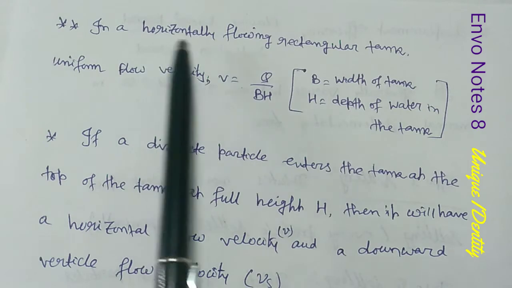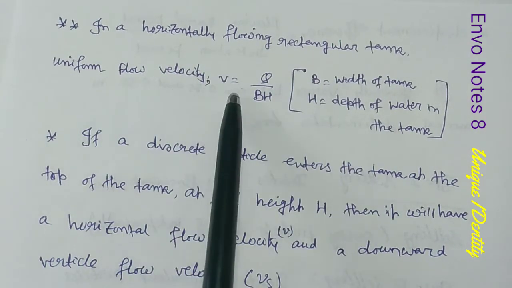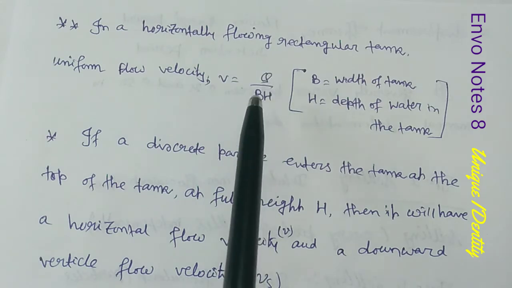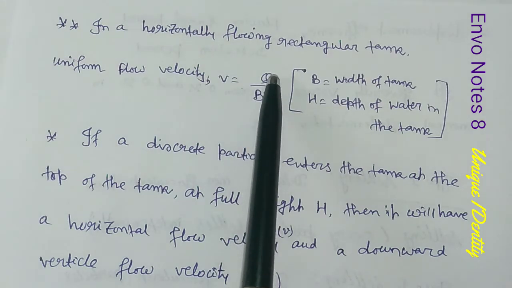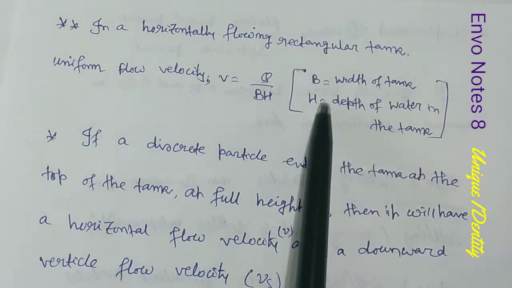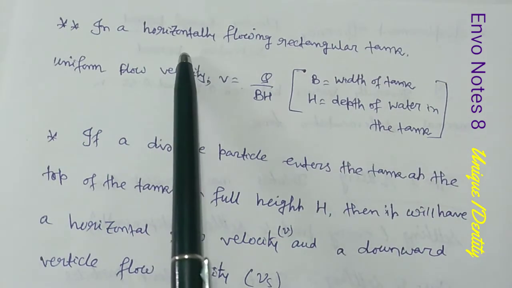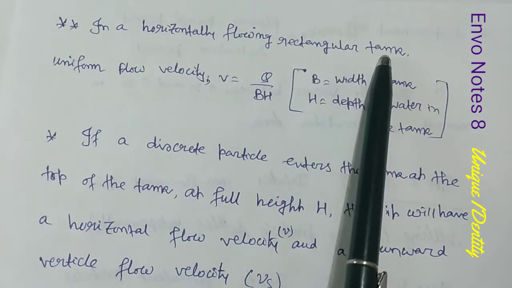Next, in a horizontal flowing rectangular tank, uniform velocity V equals Q by BH, where Q is the discharge, B equals width of the tank and H is equal to depth of water in tank. Mind it that it is a horizontal flowing rectangular tank.